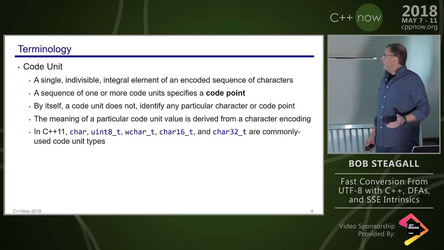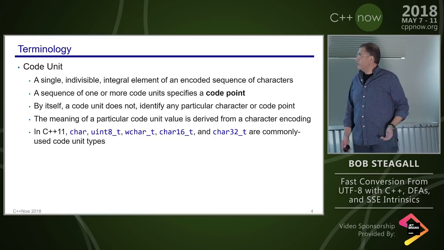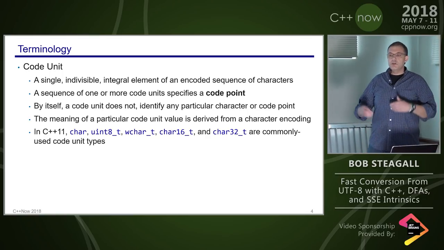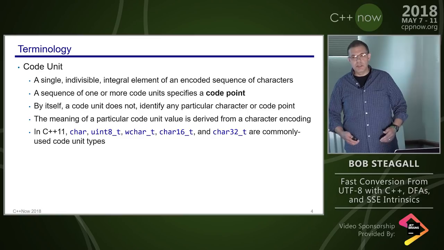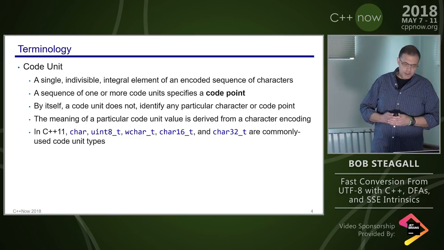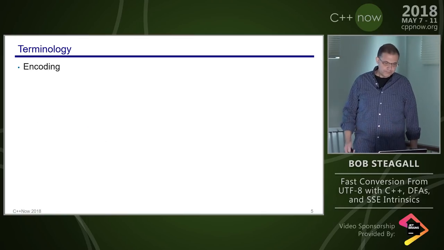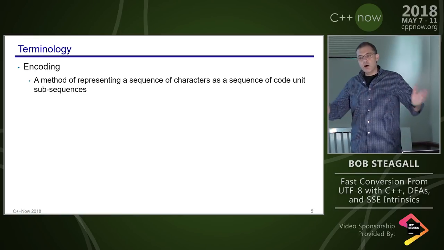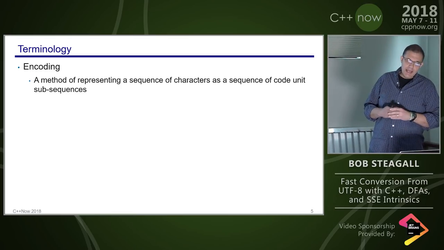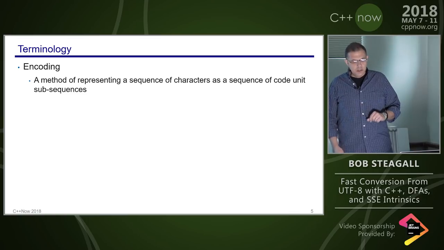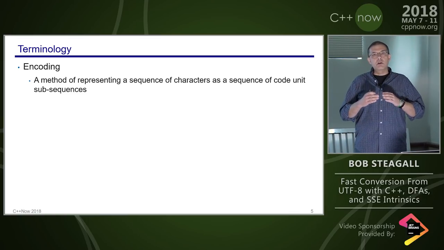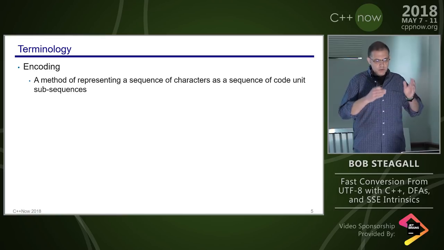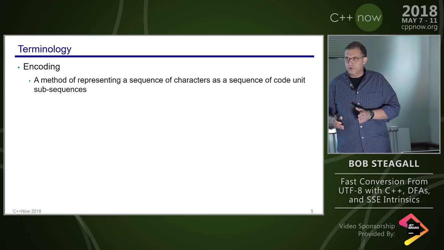In C++11, these are some types that are commonly used to represent code units: char, uint8_t, wchar_t, char16_t, and char32_t. These are all integer types which in C++ are used to represent code units in varying kinds of transformations or encodings. So, an encoding is a way of representing a sequence of characters, language characters, as a sequence of code unit subsequences. If I have a character, and that character is represented by a code point, and that code point is represented by a sequence of code units, I have a sequence of characters which ultimately is a sequence of sequences of code units.